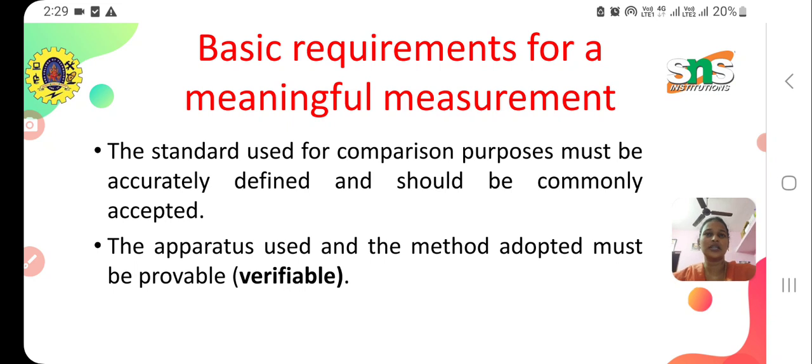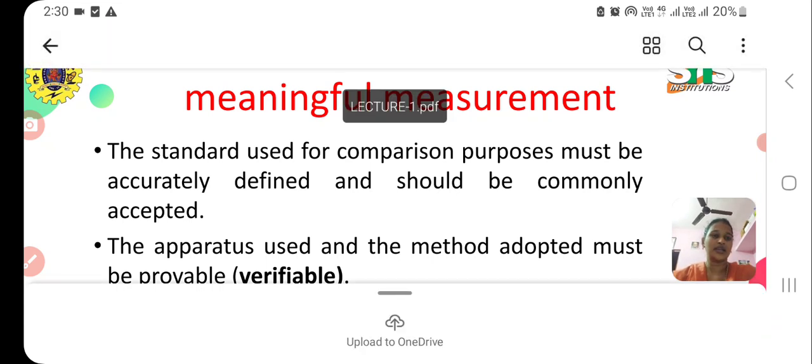If I'm drawing a line and I want to measure its length, I compare this unknown quantity, the unknown line, with a standard quantity, which is a scale that is already calibrated and universally accepted by everyone. By comparing the unknown line with a standard scale, I can easily find the unknown length of the line. This is how a measurement is done. The first thing you need is a standard, like a scale.